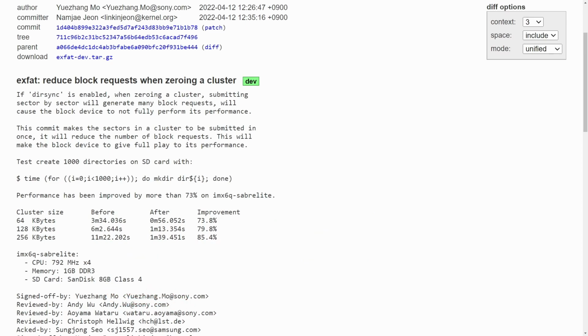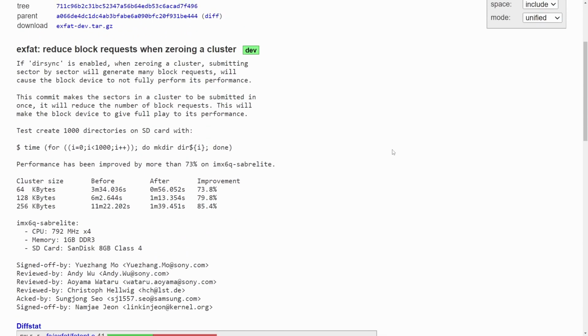I want to talk about the hardware because a lot of you are probably unfamiliar with what kind of hardware this is, because it's a development board that they tested this on. So let's check out what that development board looks like.